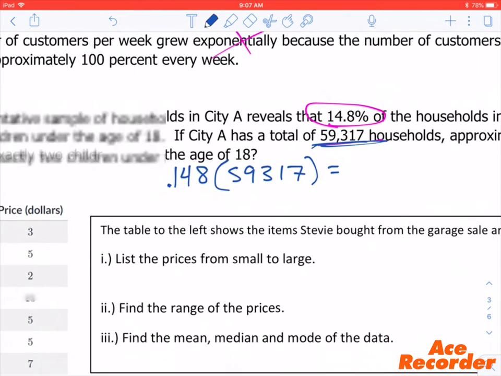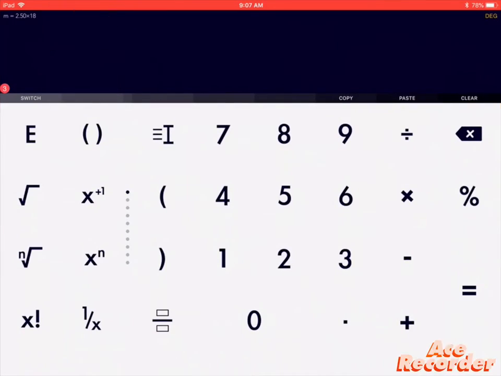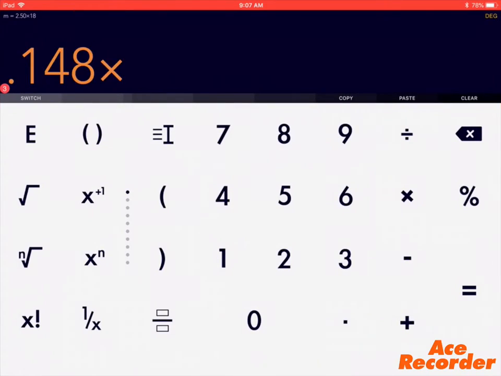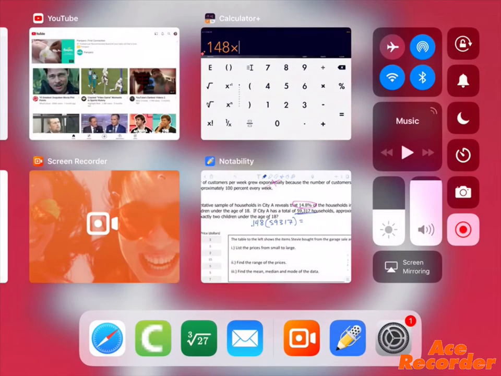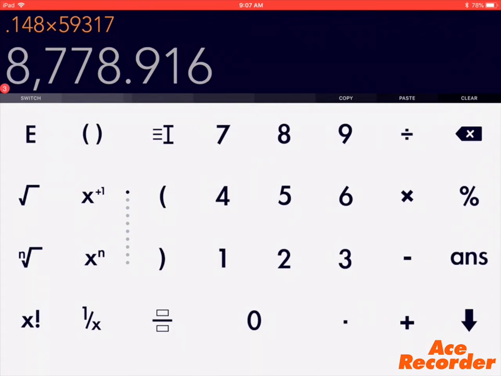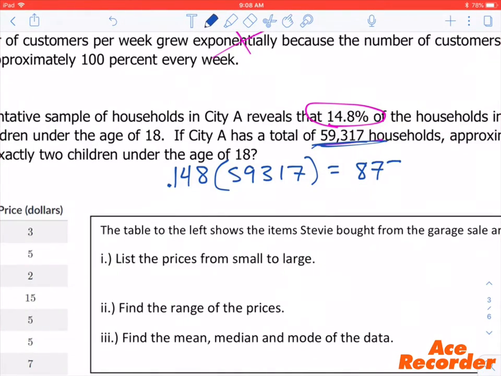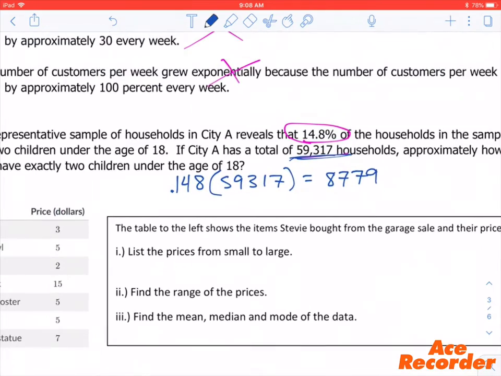And so when we multiply that out, let's go ahead and do 0.148 times 59,317 equals 8779 to the nearest household. 8779 households.